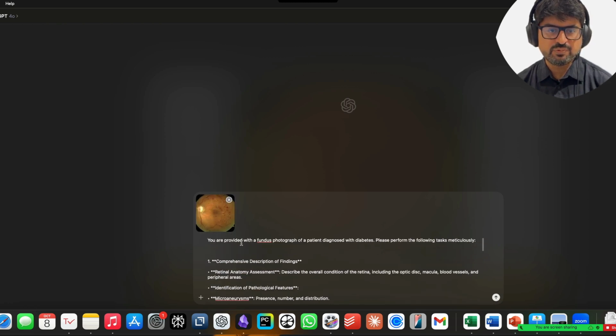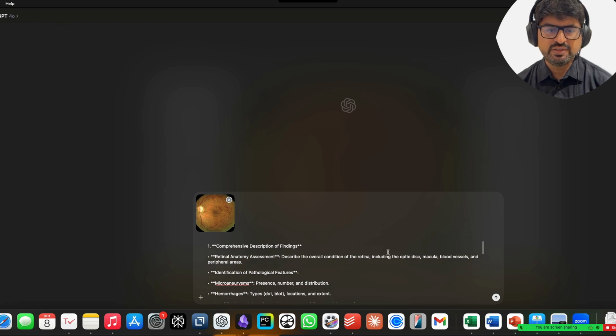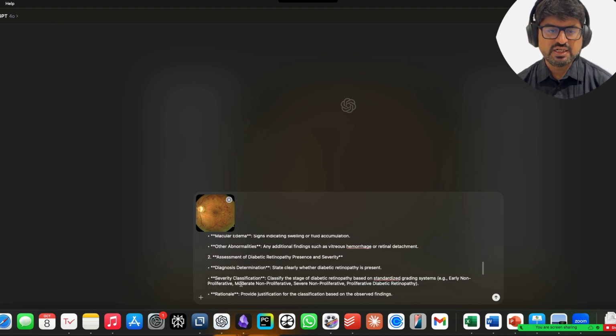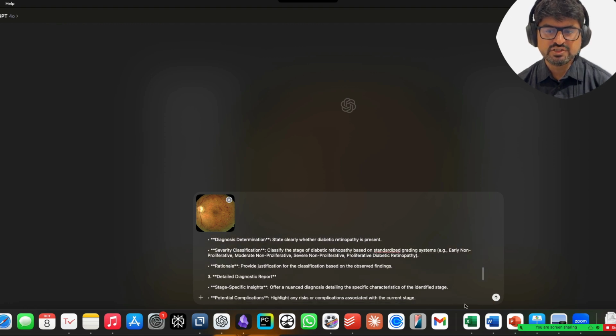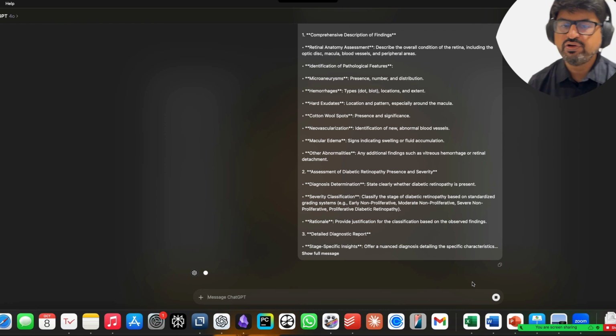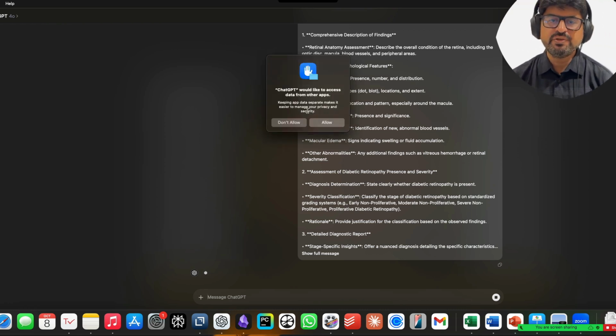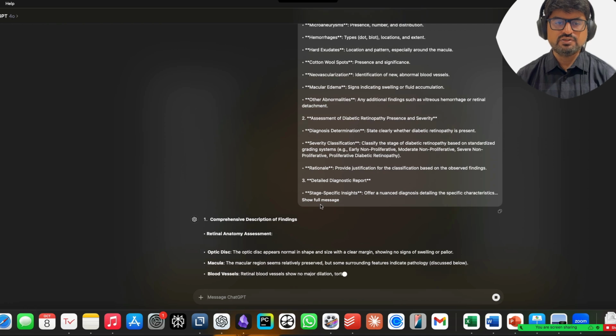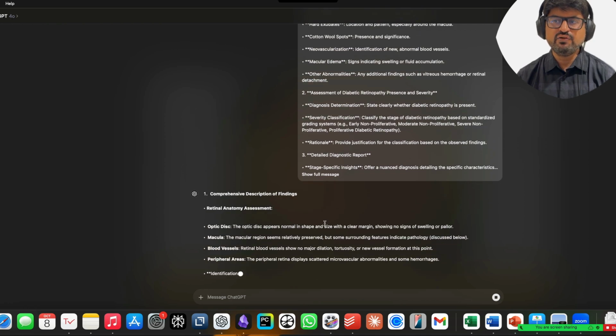Okay, so here it says you are provided with a fundus photograph of a patient diagnosed. Please perform the following tasks meticulously: comprehensive description of findings, then all these findings, severity classification, diagnostic. So all this is there in the prompt. You don't have to write anything. Just upload the image and copy this prompt, and it will start doing the thinking on behalf of you.